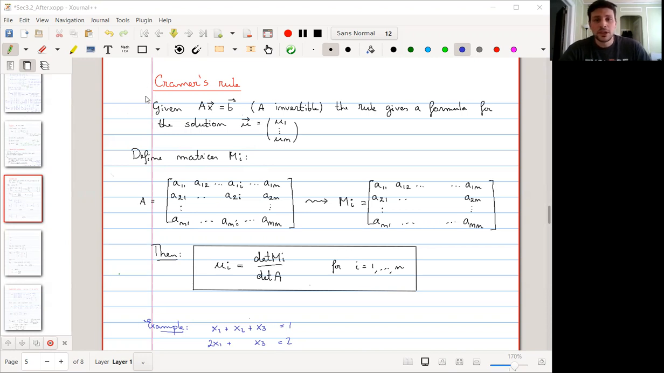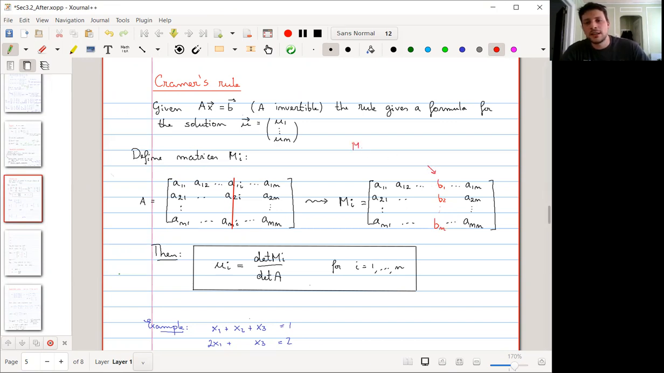This is a procedure to compute the solution of a linear system, AX equals B, using determinants in a very smart way. So here's our notation. Let's say that the solution is the vector U with entries U1 through UN. To compute those entries, we can do the following. We define certain matrices Mi in the following way. For every Mi, we erase the ith column of the matrix A that we start with, and we replace its entries with the entries of the vector B coming from the linear system.